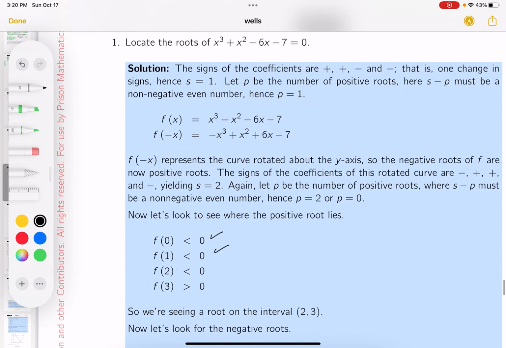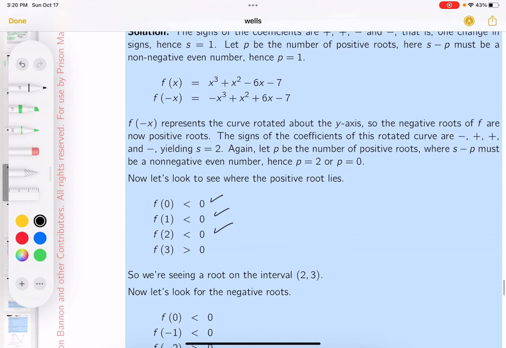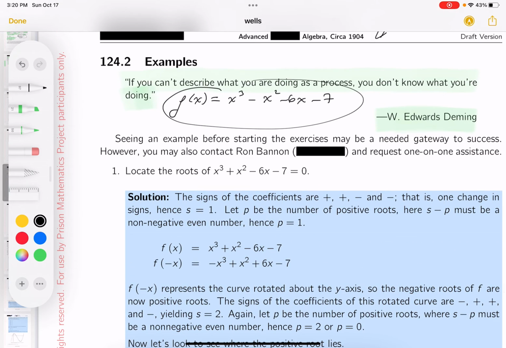And if I tried f of 1, let me go back up here, really easy to do by the way, you would get 1 minus 1 minus 6 minus 7, definitely a negative number. If you try f of 2, a little more challenging for me. I'll write this down for you.